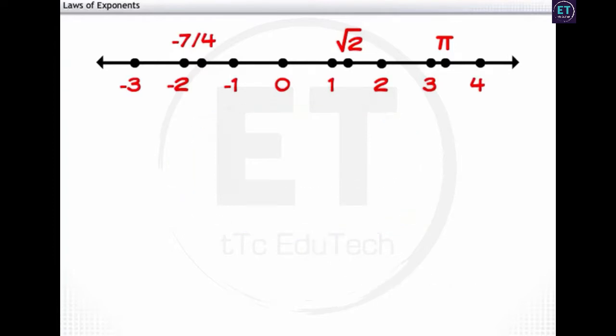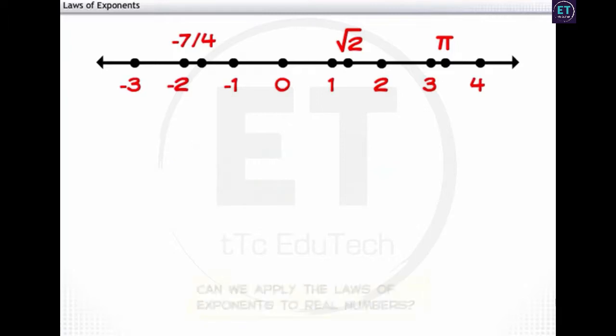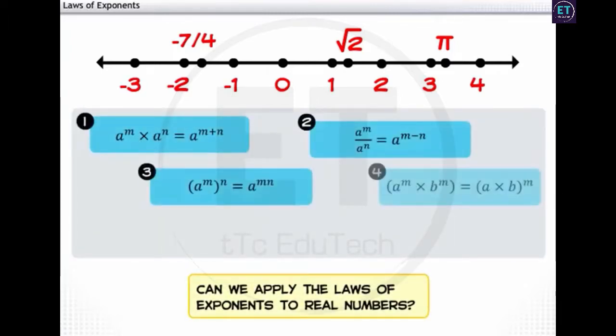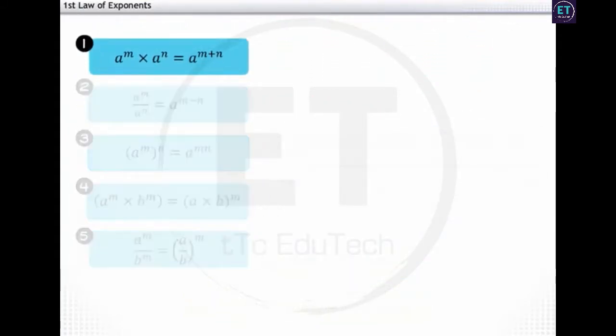We know that mathematical operations such as addition, subtraction, multiplication, and division can be applied to the collection of real numbers. Can we apply the laws of exponents to real numbers? Let's verify the first law.